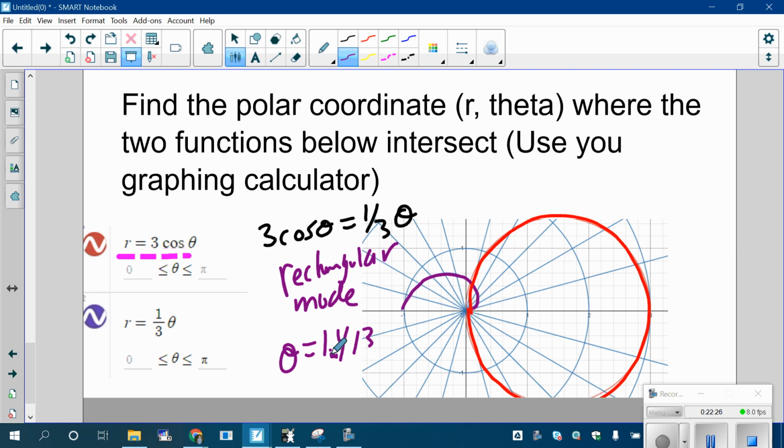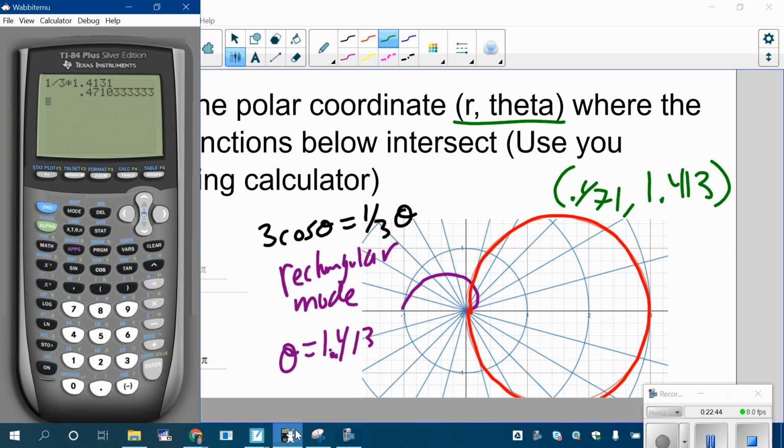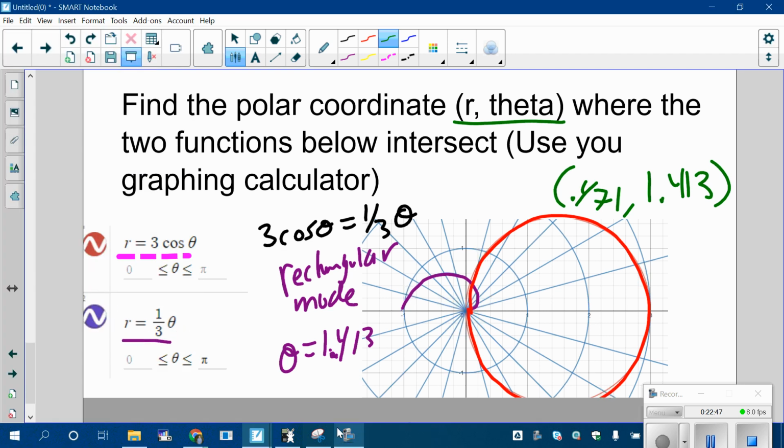It's asking me to find the polar coordinate, the full coordinate, r theta. I only found the theta. How do I find the r? I can just plug the theta in to figure out the r. Okay, so I just plugged that theta into here to figure out the r. And I can check if that makes sense. Here's my r, here's my theta. If I go out at an angle of 1.43 radians, that's almost pi halves radians, and I go out 0.4, yep, that's right where they intersect. Okay, cool.